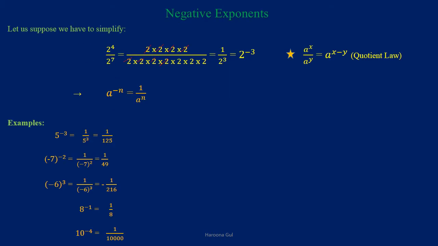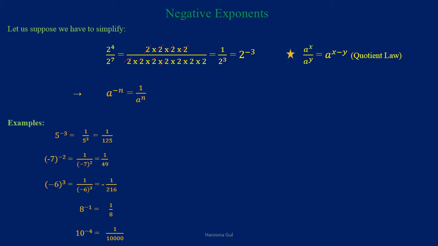We are now going to discuss the function of negative exponents. A raised to the power minus n is equal to 1 over a raised to the power n. This can be explained by the example 2 raised to the power 4 divided by 2 raised to the power 7. Now, the quotient law discussed earlier can make us understand this more effectively. The quotient law says that a power x divided by a power y is equal to a power x minus y. And if we simplify the expression with the same law, we get 1 over 2 raised to the power 3, which is equal to 2 raised to the power minus 3.